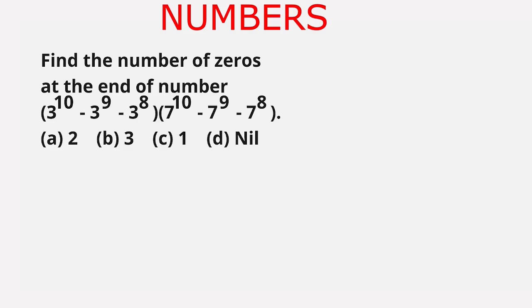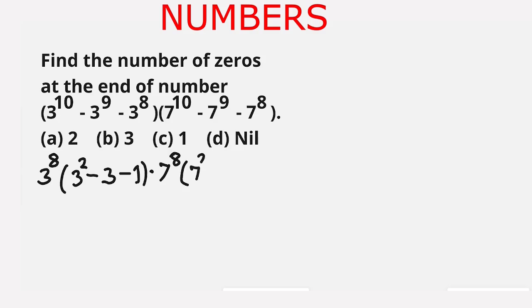Now we can solve it also. We can take out 3^8 from the first parenthesis, and it will be 3^2 minus 3 minus 1. And in the second bracket, again we can take out 7^8 and we will get 7^2 minus 7 minus 1. So this is going to give us 3^8 multiplied by (3^2 is 9, 9 minus 3 is 6, 6 minus 1 is 5).